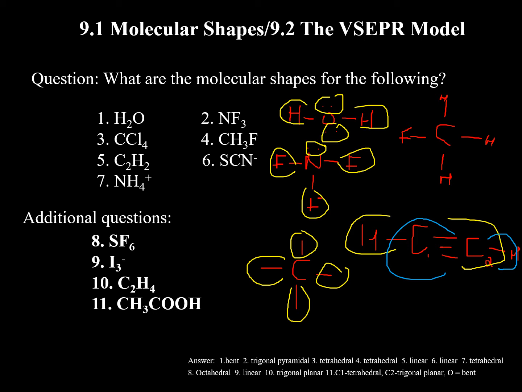For number 6, we have the C. So in this case, we have one group on the left, one group on the right, no lone pairs on the central atom. So this is a linear molecule. And the last one, NH4, it has 4 groups and no lone pairs. This is a tetrahedral.